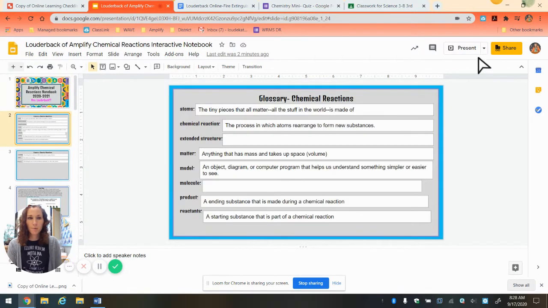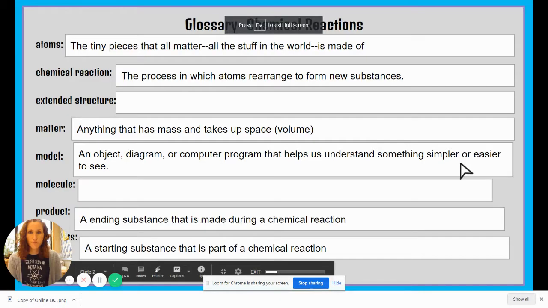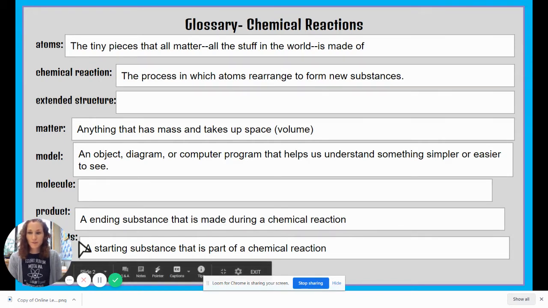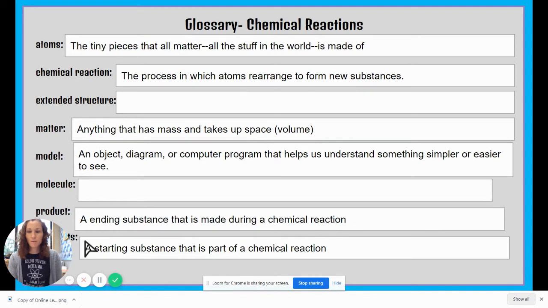So we have a couple of vocabulary terms we're going to review today and look at. One of them is chemical reactions, which is the process in which atoms rearrange to form new substances. Model, an object, diagram or computer program that helps us understand something simpler or easier to see. Product, which is the end substance that is made during a chemical reaction. And lastly, reactants, which is the starting substance that is part of a chemical reaction.